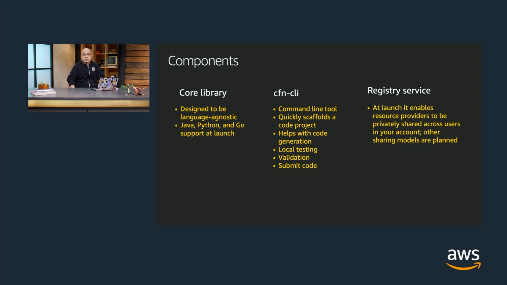It allows for local testing. We're leveraging some of the functionality available with SAM Local, which allows you, even in a local environment, to do some testing, leveraging Docker behind the scenes, not unlike how you would do local testing with SAM for Lambda functions. We talked about how it makes validation a lot easier because it's generating from a particular model. And then it automatically allows you to submit code to CloudFormation.